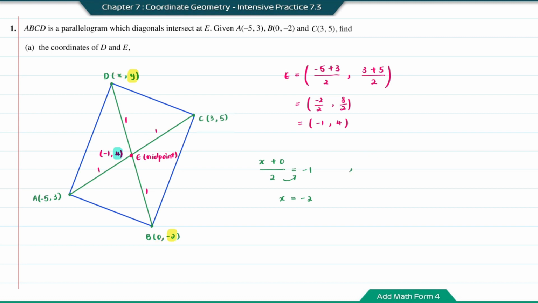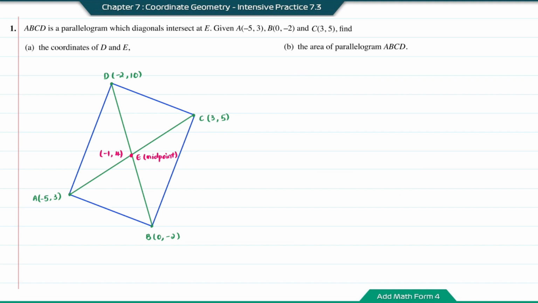And when we sum up the y coordinates of D and B, which is y plus negative 2, and divide by the total ratio 2, this will give us the y coordinate of the point E, which is 4. So y minus 2 equals 4 times 2, which is 8. So y is equal to 8 plus 2, which is 10. So the coordinate D will be (-2, 10).